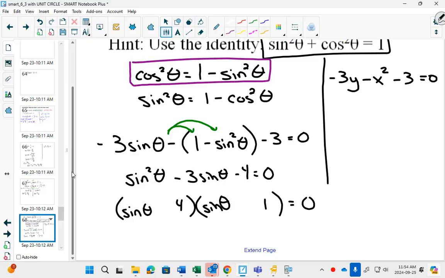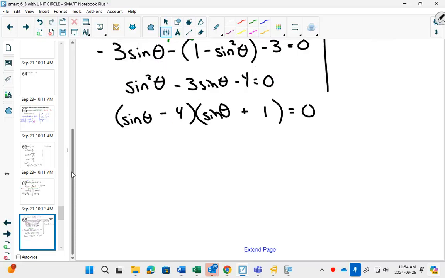I need a negative 3. Do you see that negative 4 plus 1 would give me negative 3? That tells me this has to be negative, this has to be positive. Again, once you've factored, multiply it out to double check that it works. This is an interesting question because here I get sine theta equals negative 1, and here I get sine theta equals 4.